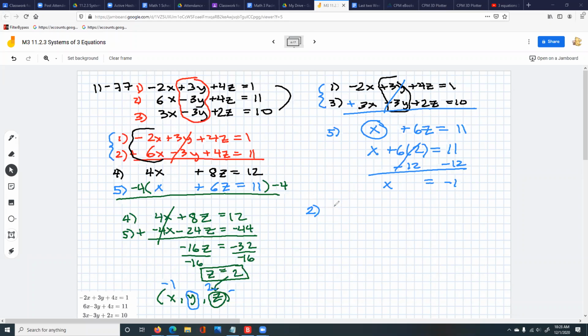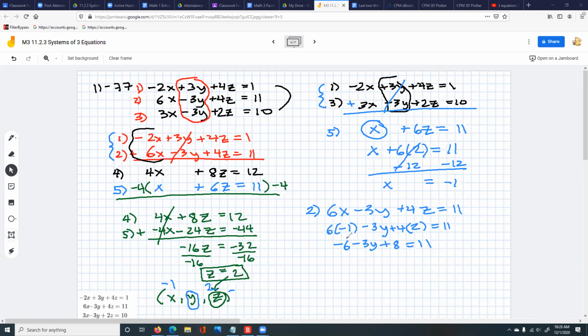So if I use 2, 6x minus 3y plus 4z equals 11. So we're going to plug in our negative 1 for x right here. 6 times negative 1 minus 3y, we don't know what y is, plus 4z is 2. So I'm going to do times 2 equals 11. Okay. So 6 times negative 1 is negative 6 minus 3y plus 8. 4 times 2 is 8 equals 11.